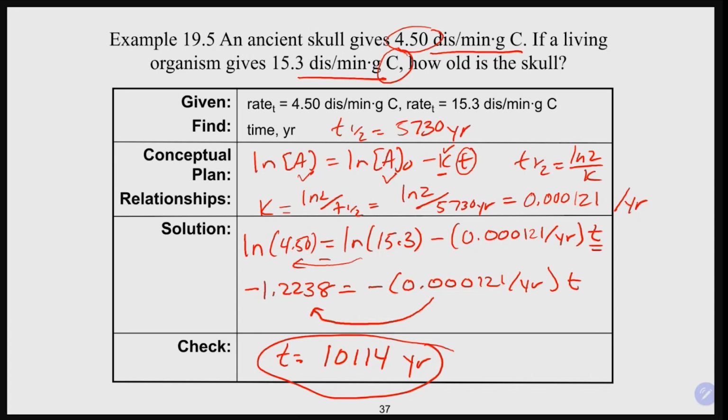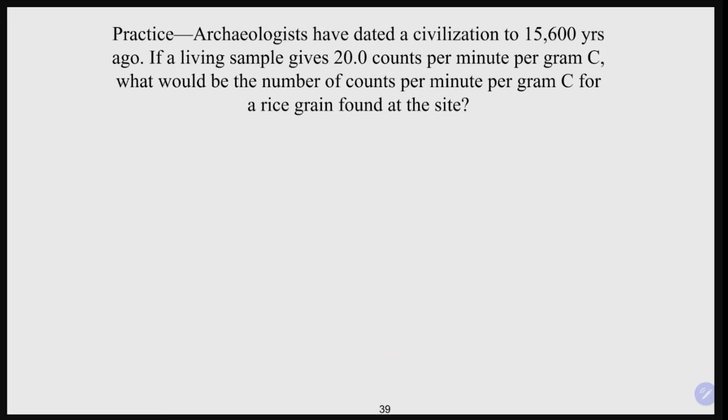All right, I did one, you do one now. So I want you to do the next one. I think we're looking for how old is a piece of rice that was found somewhere in this case. Let's take a look at it here. There it is. So we have dated the civilization to 15,600 years ago. If a living sample gives 20 counts per minute per gram of carbon, again, that's another unit of radioactive decay, what would be the number of counts per minute per gram of carbon of a rice that was found on the site here?